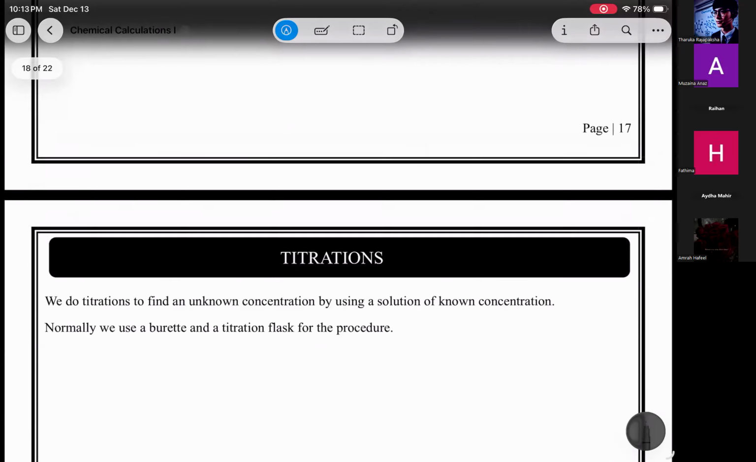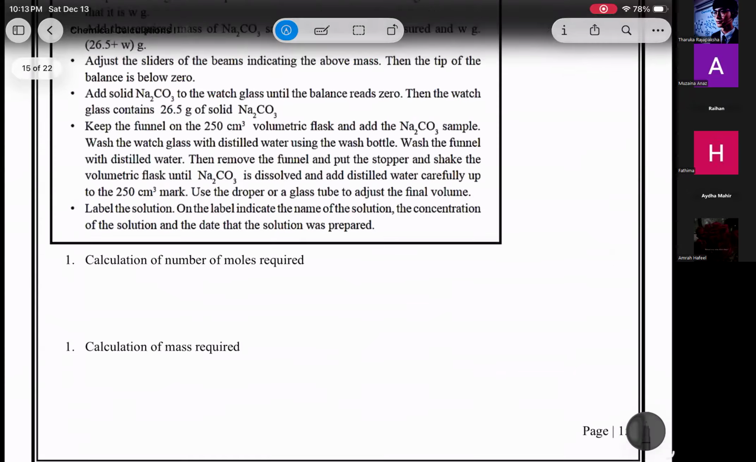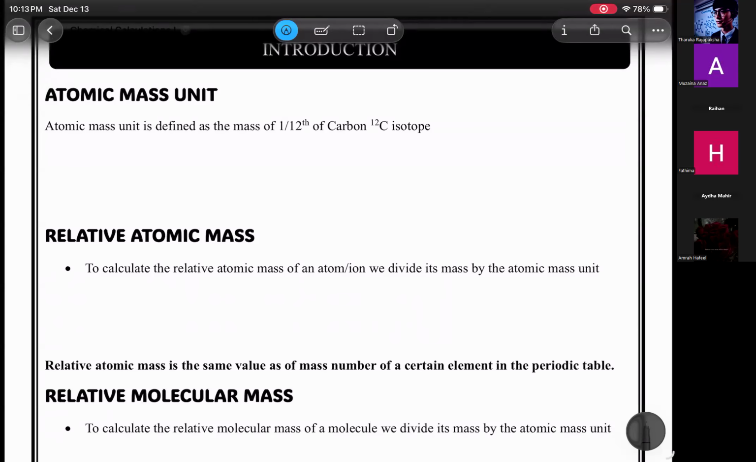Okay. So let's go for the beginning part again. Chemical calculations. Okay, listen carefully, everyone. If you have anything in your mind, just clear your head and focus on the class. I want you to have your full attention here.